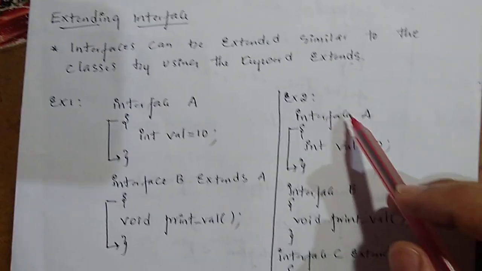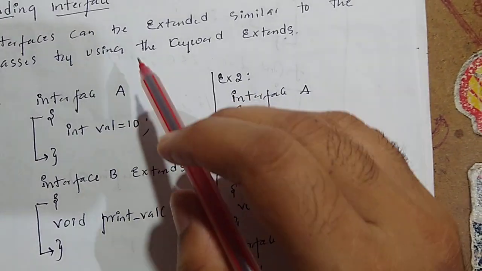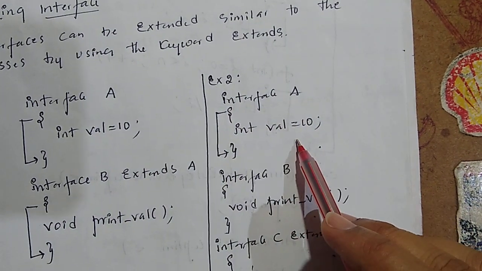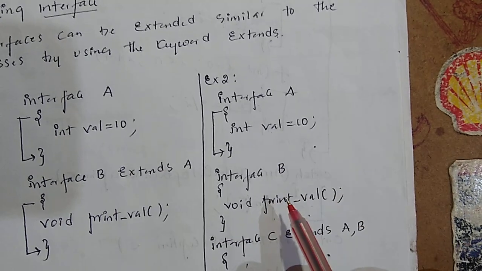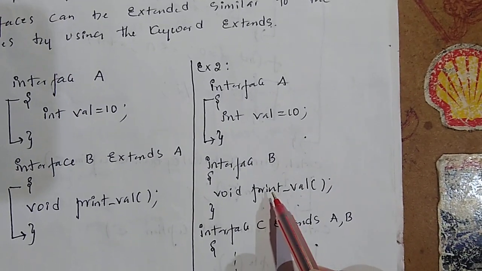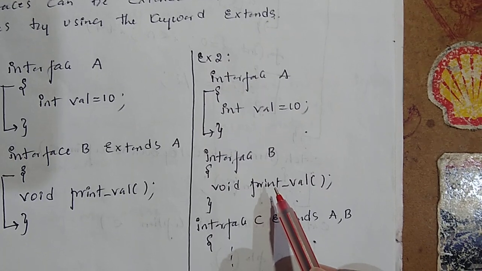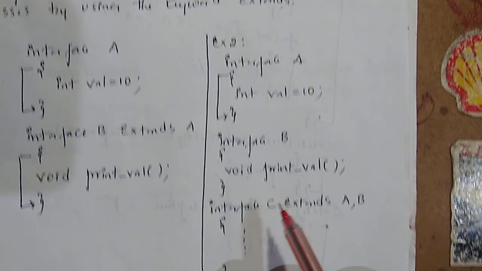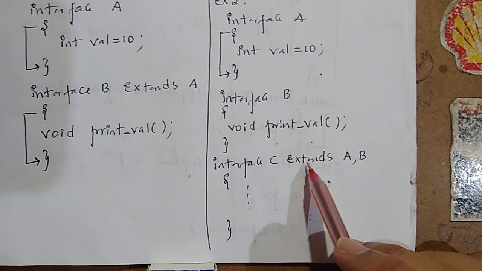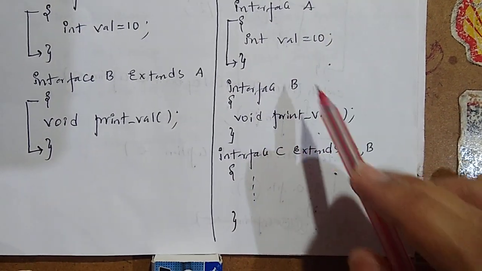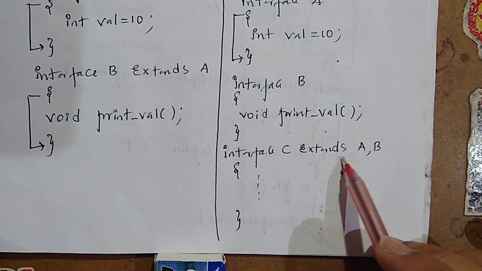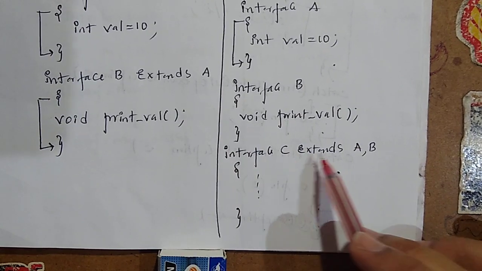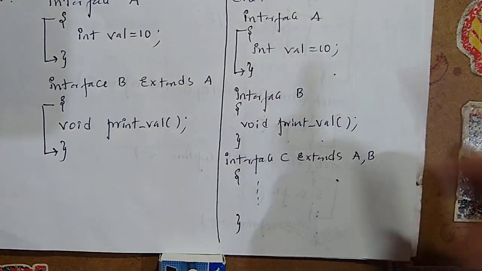Let me consider one more example. There is an interface A within which there is one variable, and there's an interface B with one function, and that should be abstract. You are not supposed to write any definition. There is one more interface C that is inheriting from both A as well as B. This option is not there with respect to classes in Java. This is called multiple inheritance. So C is inheriting from both A as well as B.